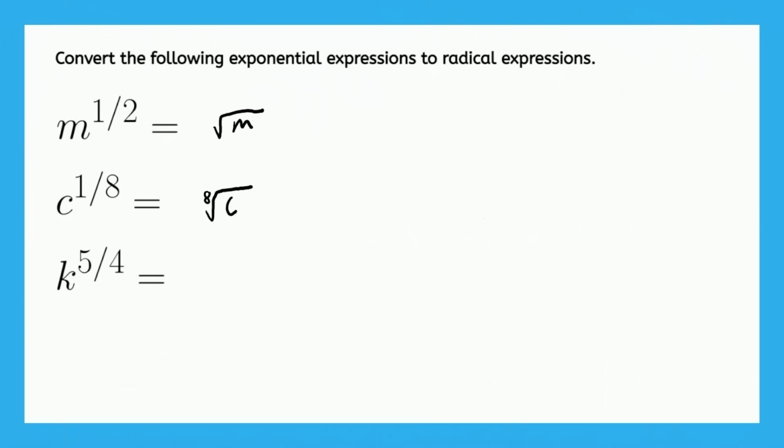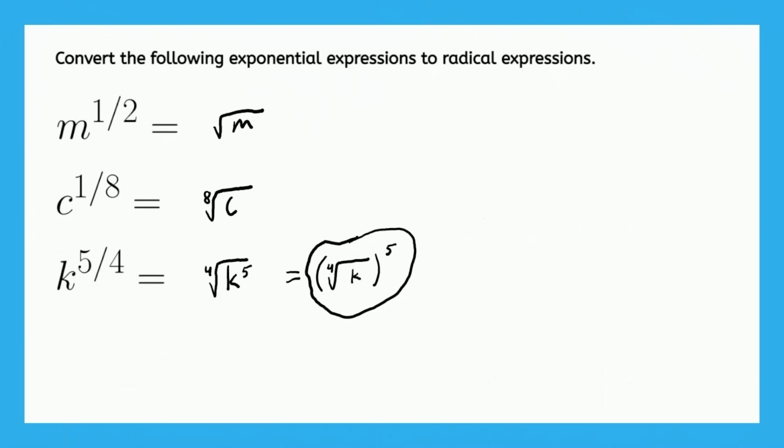All right, last example. Let's convert k to the power of 5/4 to a radical expression. Our numerator in the exponential expression became the exponent on our variable inside the radical, and our denominator became the 4 in front of the radical. It would also be equivalent to write the expression with 5 as the exponent being applied to the entire radical expression.